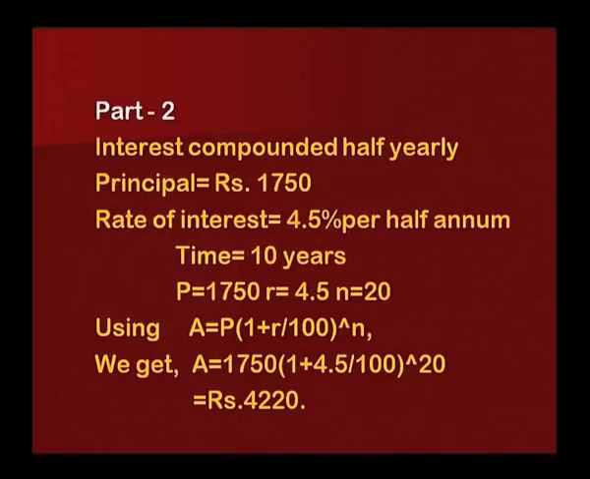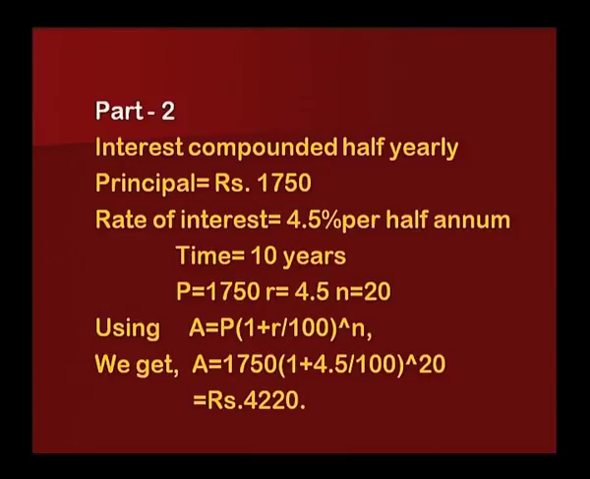Part 2, interest compounded half yearly. Principal here is rupees 1750, rate of interest is 4.5 per half annum, time is equal to 10 years, P is equal to 1750, R is equal to 4.5, N is equal to 20.